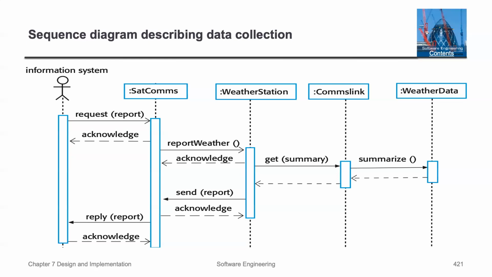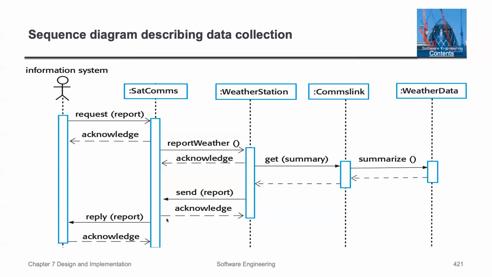So here's an illustration of a sequence diagram describing the data collection in the weather system. And so you request data, you get an acknowledgement that it understands that you have a request. The SATCOM can then go interrogate the weather station to ask that they would like to get that weather, and it acknowledges that it receives that request.